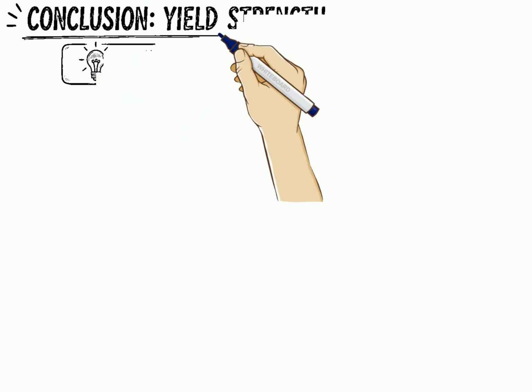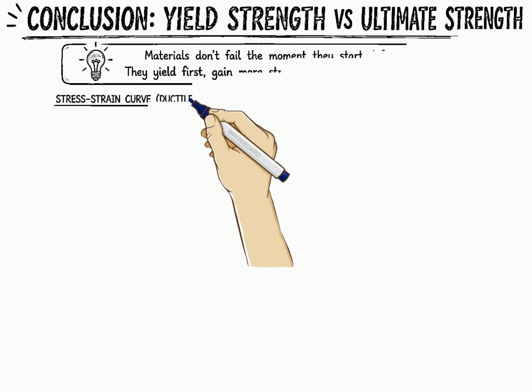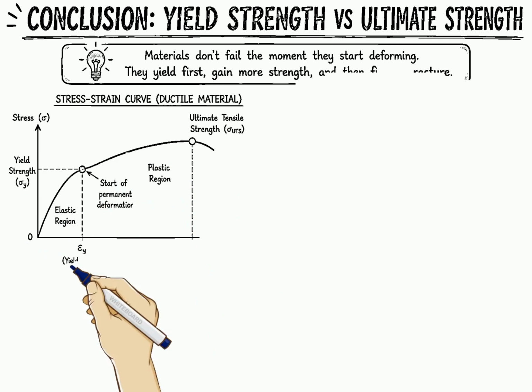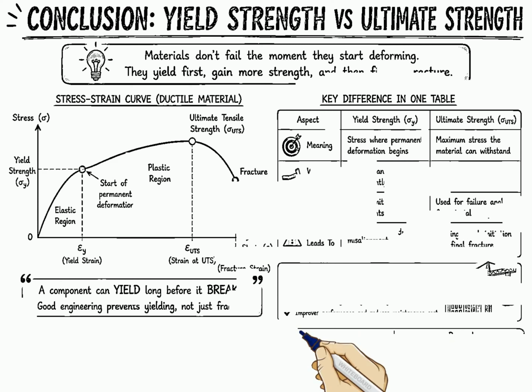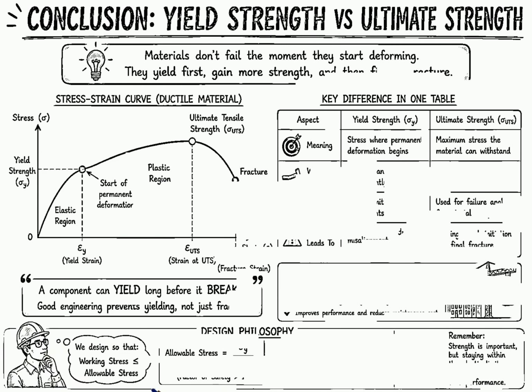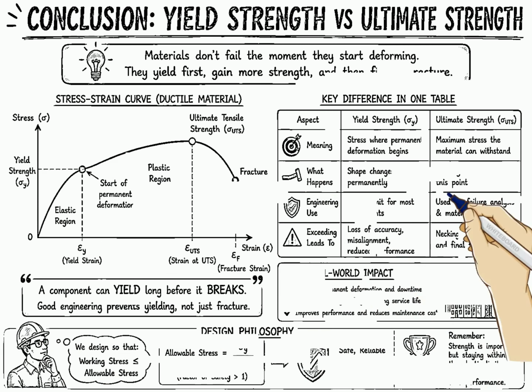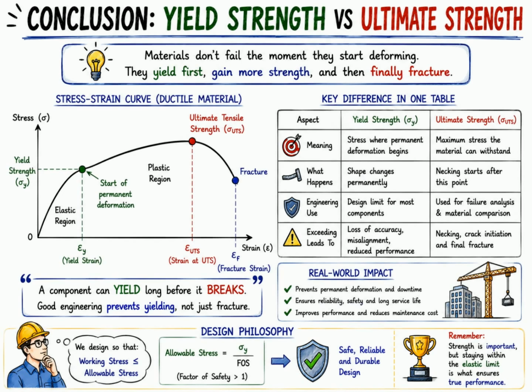Yield strength tells us when permanent deformation begins. Ultimate tensile strength tells us the maximum stress a material can withstand. A component can yield long before it fractures. For this reason, engineers design to remain below the yield point, ensuring safety, functionality, and long-term reliability.